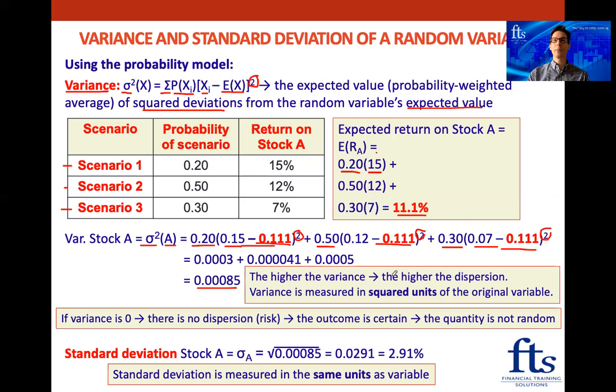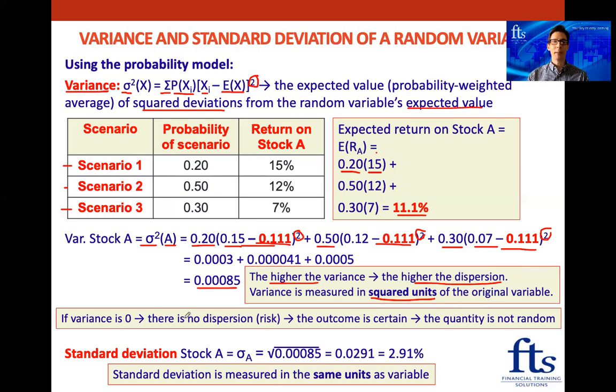Now, I've just put in some notes here, because very often on the exam, they like to ask the more conceptual things. I think we have discussed this before, but it's good revision. So remember, the higher the variance is, the higher the dispersion or the risk. And also remember this one, that variance is measured in squared units of the original variable. So it's not really that useful. What is better for us? Standard deviation. We're coming to that in 1 minute.